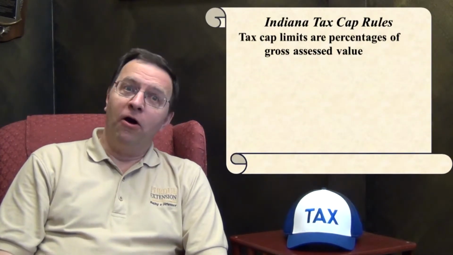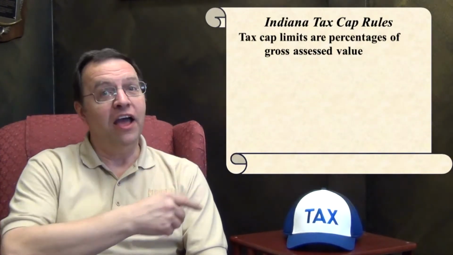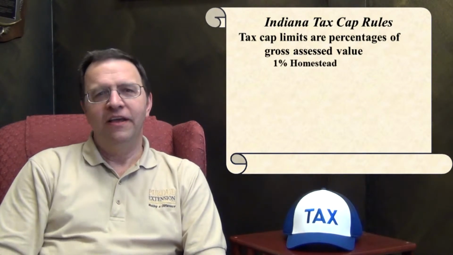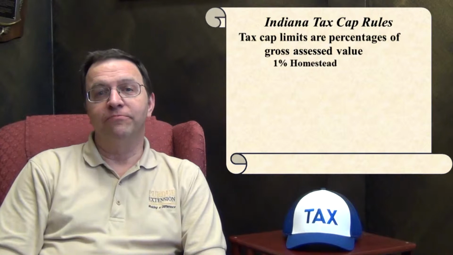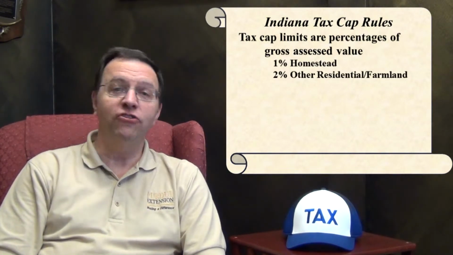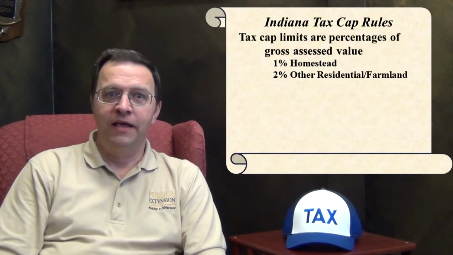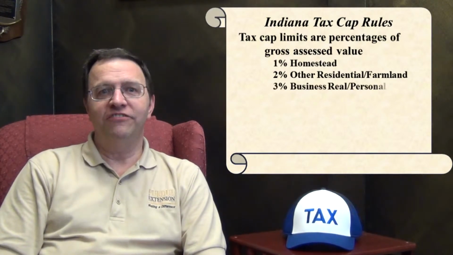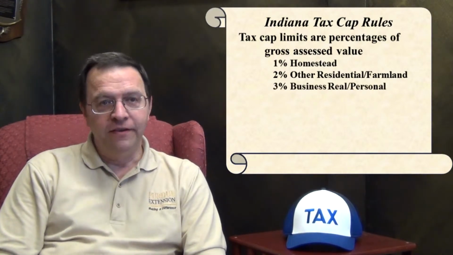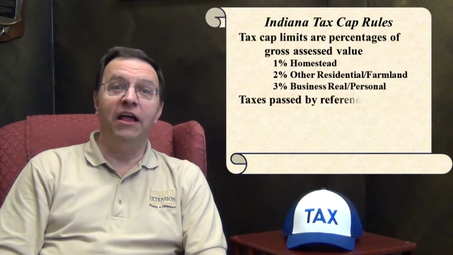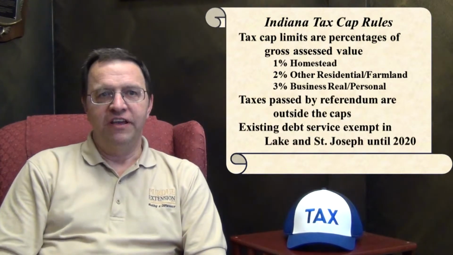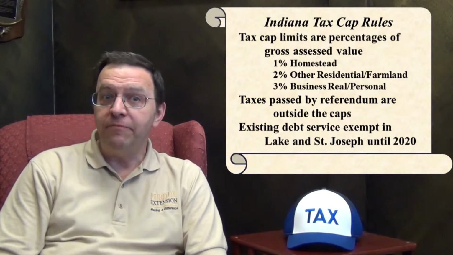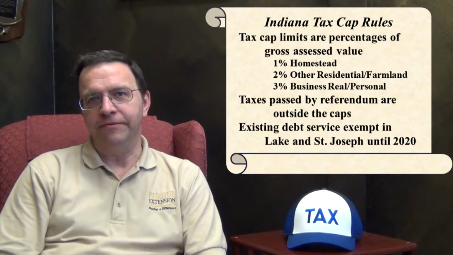The tax cap rules are pretty simple. Homeowner tax bills are limited to 1% of gross assessed value of the home. That's the assessed value before any deductions. Rental housing, other residential property, and farmland are limited to 2% of gross assessed value. Taxes on business land, buildings, and equipment are limited to 3%. Any property tax passed by a referendum is outside the caps. And in two counties, Lake and St. Joseph, existing debt service taxes are exempt from the caps until the year 2020.